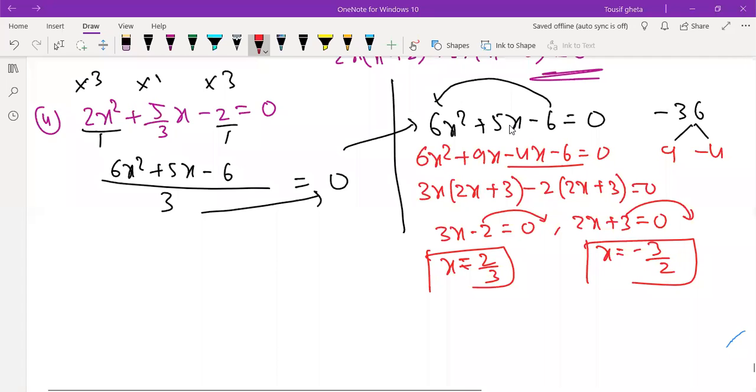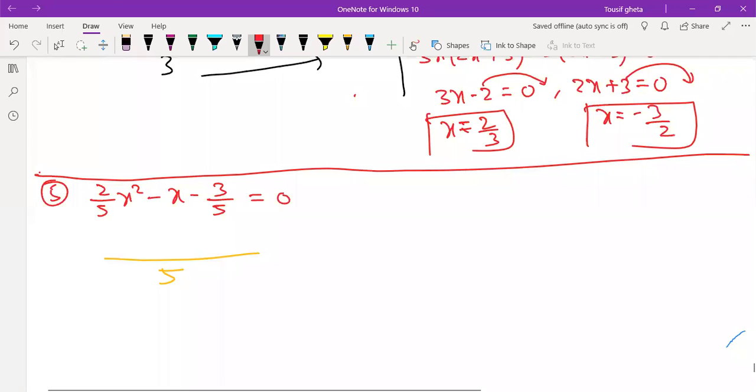Any doubt? So you should take LCM first. The LCM is 5. The chat box is closed, so don't message now.